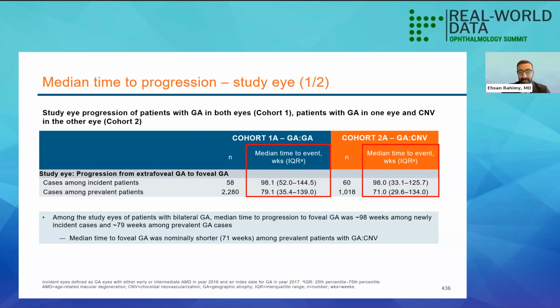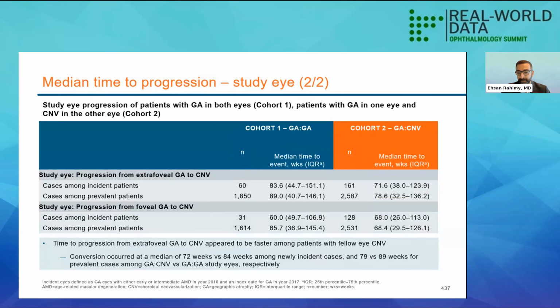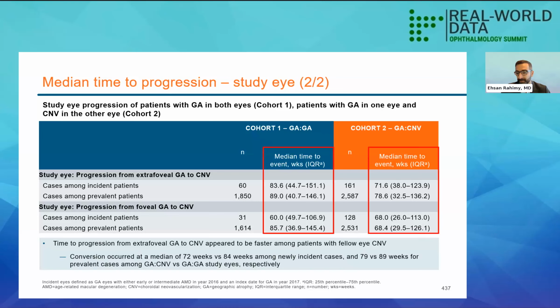When we looked at median time to progression of extrafoveal to foveal GA, it was roughly 98 weeks in the newly incident groups and between 71 to 79 weeks in the prevalent groups, which, if you compare to some historical data from like AREDS, is much faster than previously recorded. Interestingly, when evaluating median time to progression of new onset choroidal neovascularization, you can see that the time to progression appeared faster amongst patients with CNV already in their fellow eye compared to bilateral GA eyes.